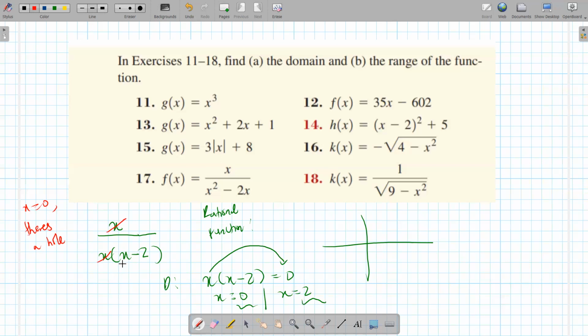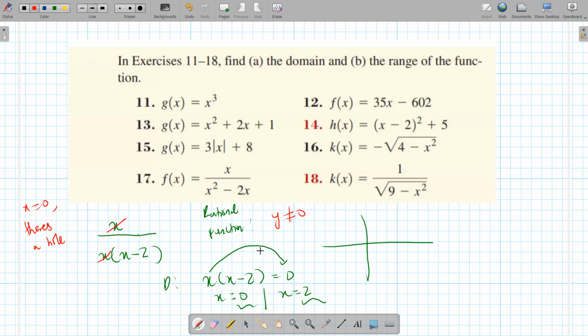What would the y value be if x was 0? You'll have a 0 over a 0, no? Yeah. So that means y cannot be 0, because 0 over 0 is undefined.